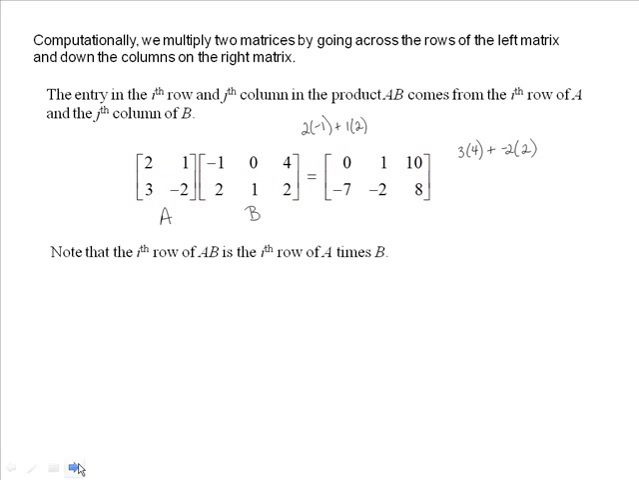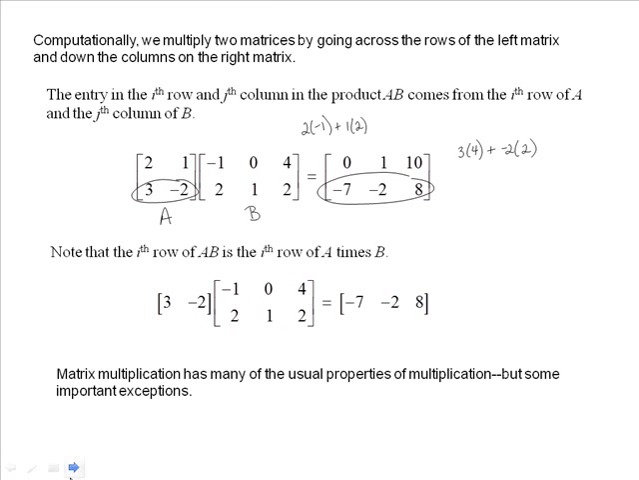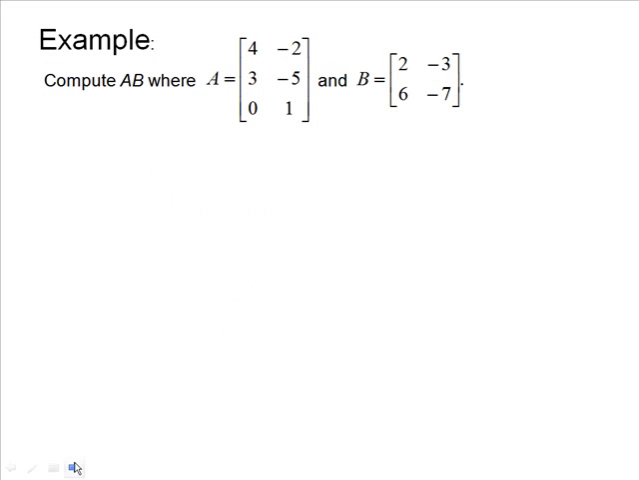Note that the ith row of AB is the ith row of A times B. So we see here that the second row of AB, which we see here, is simply the second row of A being multiplied by my matrix B. Matrix multiplication has many of the usual properties of multiplication, but some important exceptions. So let's look at this example.